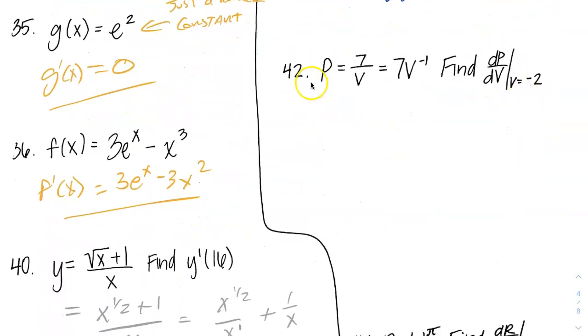So same idea. P equals 7 over v, which really just equals 7v to the negative 1. I gave you that one. I wasn't supposed to. So yeah, I flipped it up and you got this. That's a little present from me to you. So now take the derivative with respect to v. Take the derivative of the function p with respect to v is what that says right there. And then sub in negative 2.